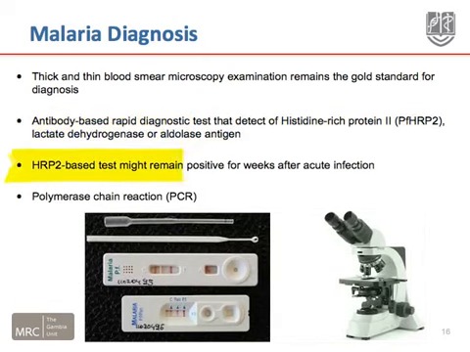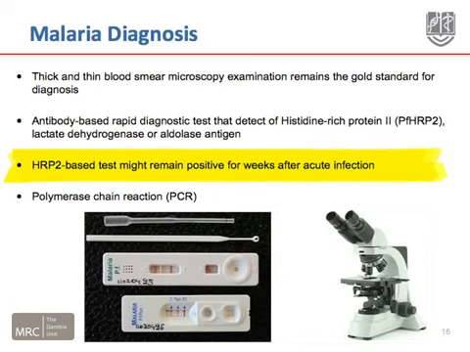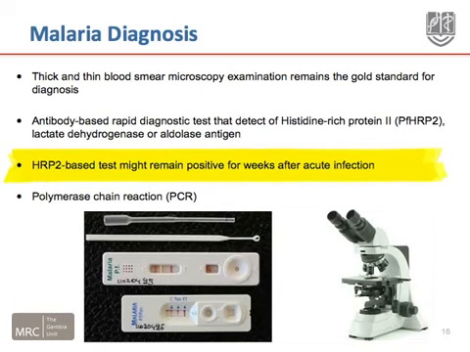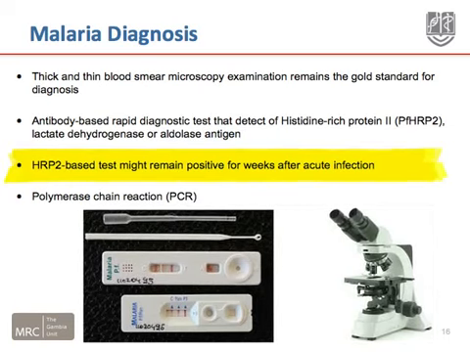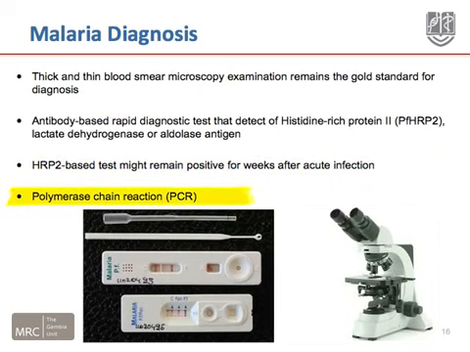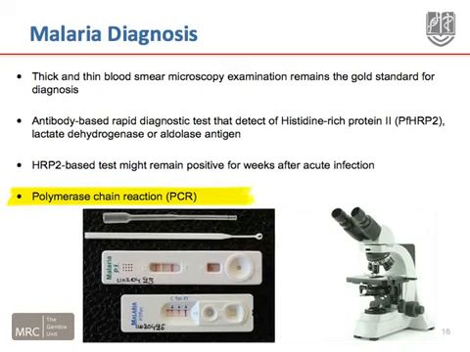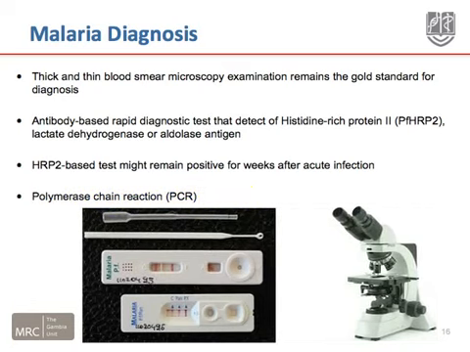Increasingly, antibody-based rapid diagnostics are being used for diagnosing malaria. One disadvantage of HRP2-based tests is that they may remain positive for weeks after acute treatment. So a child who tests positive could either have an acute infection, or the infection has been treated but the test remains positive. Thirdly, polymerase chain reaction again is used in specialized centers for diagnosis. There are other methods as well, but these are the key methods used for diagnosing malaria in children.